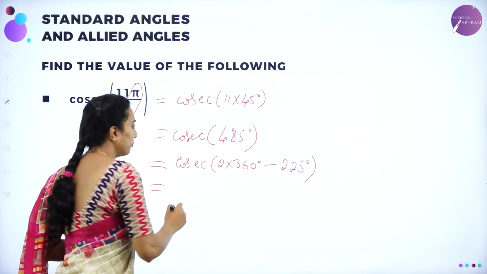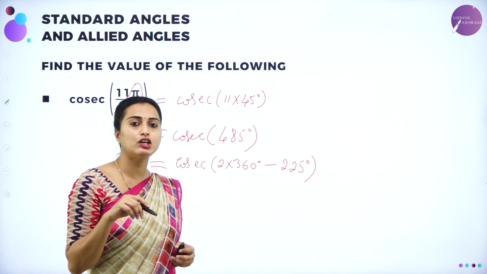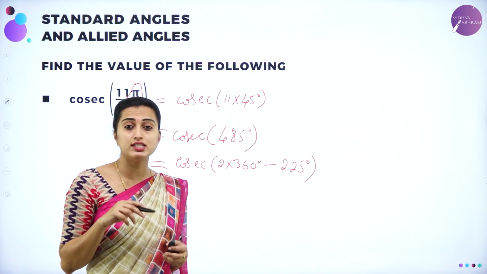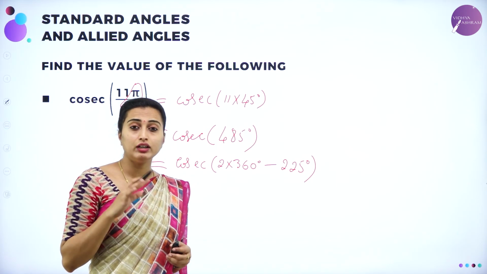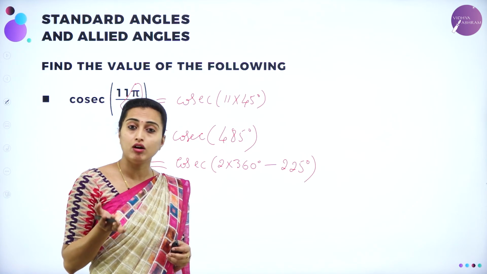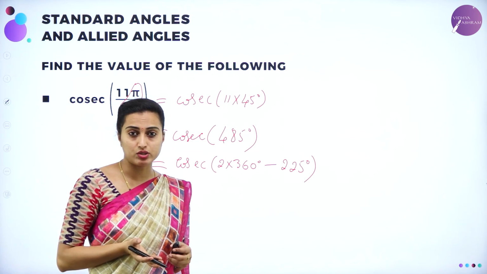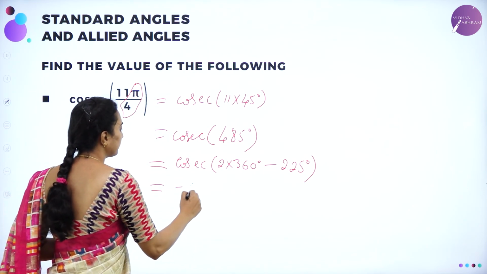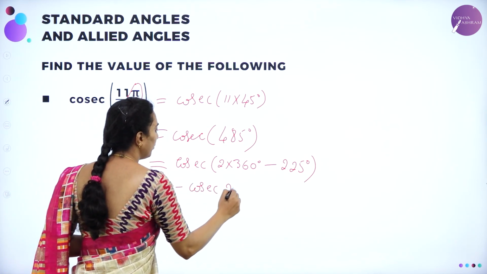Right, which is nothing but n into 360 minus theta of cosecant. Cosecant is the reciprocal of sine. 360 minus theta will fall in the fourth quadrant. So, n into 360 minus theta will be in the fourth quadrant. So, therefore, it will be negative in the fourth quadrant: minus cosecant 225 degree.